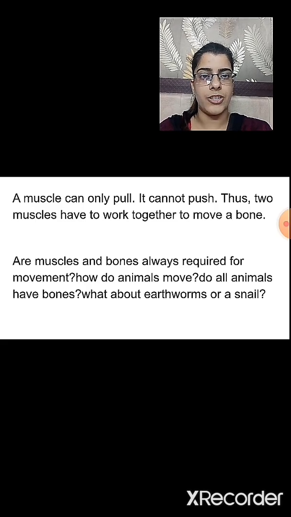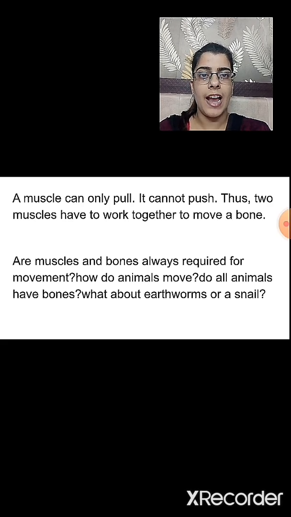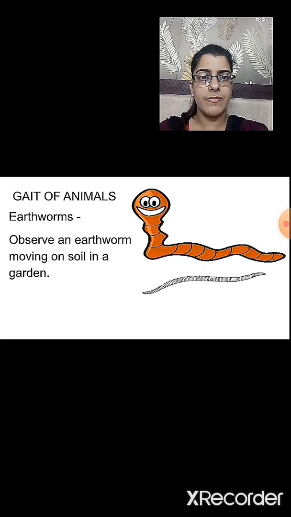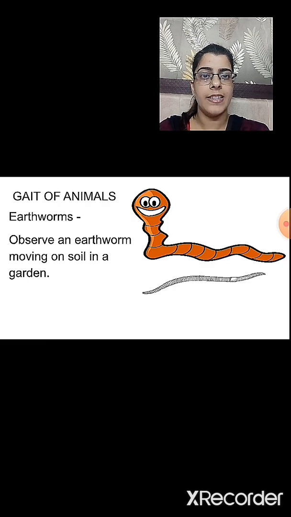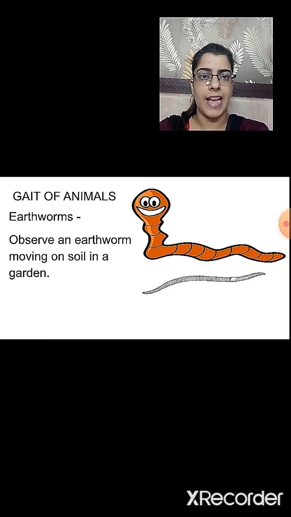In our first session of this chapter, we have studied the different ways in which animals move from one place to another using their different body parts. So, how do the animals move? Do all of them have bones? And what about earthworms or a snail? We will study the gait of the animals, that is, the movement shown by the animals. Let us study earthworms first.